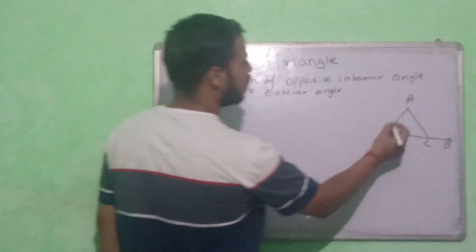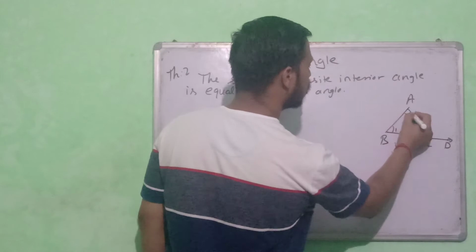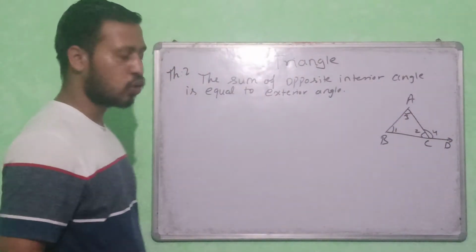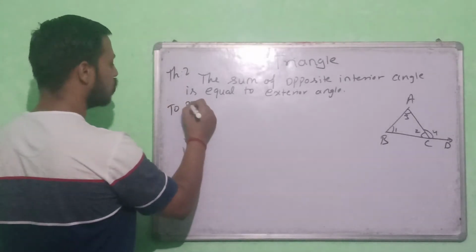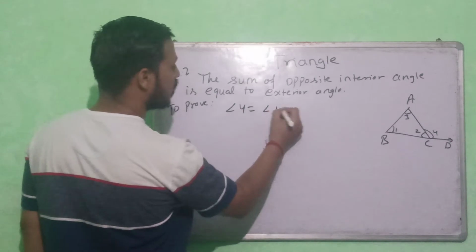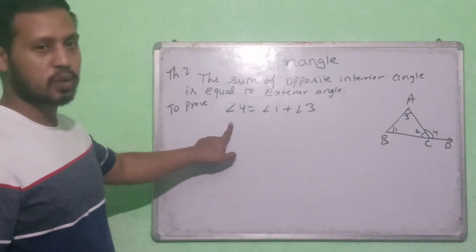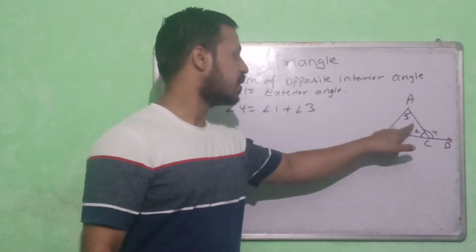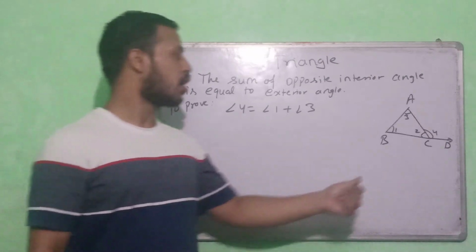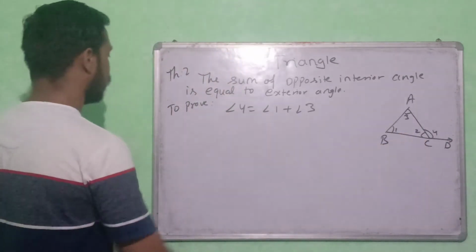Again we will name these angles. Name this angle 1, this is 2, this is 3, and this is 4. Now what do we have to prove? We have to prove that angle 4 equals angle 1 plus angle 3. The exterior angle equals the sum of the opposite interior angles. These are the interior angles. This 2 is adjacent, not opposite.